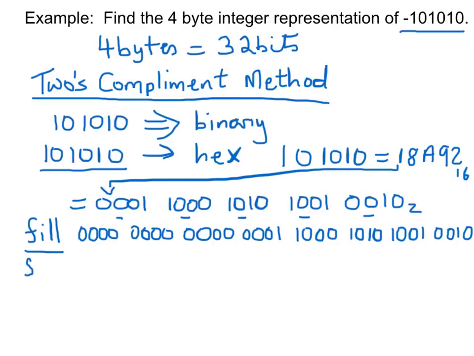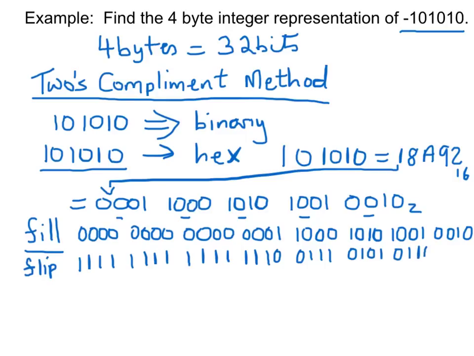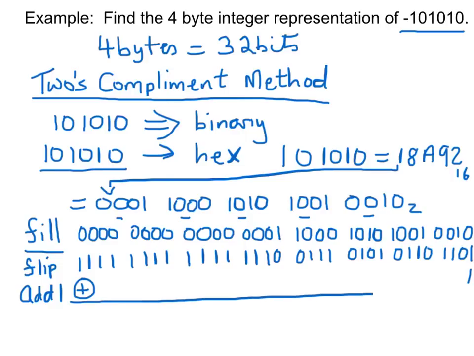The next step is that we flip the bits. So we flip the bits, so we get twelve 1s, then 1110 0111 0101 0110 1101. And then we add 1. So plus 1. So put a line under it.